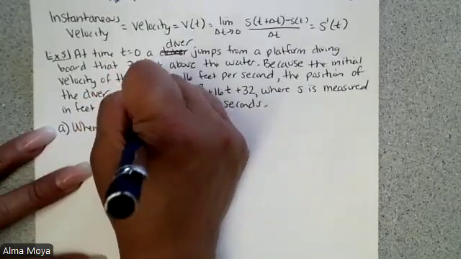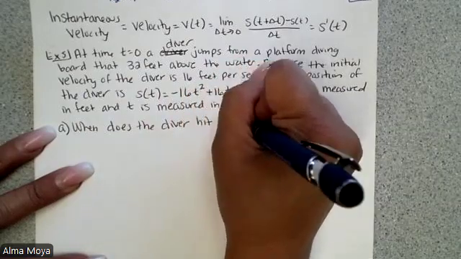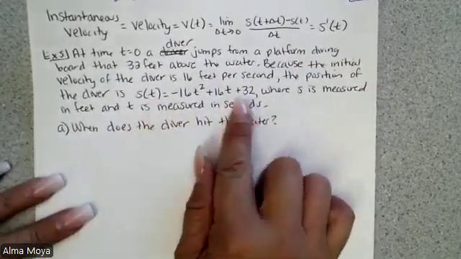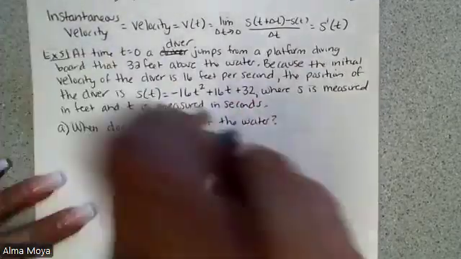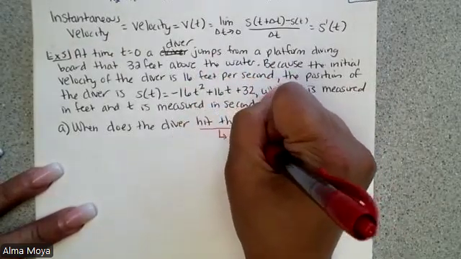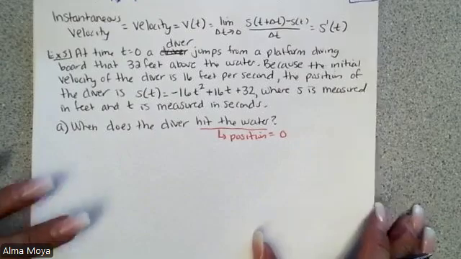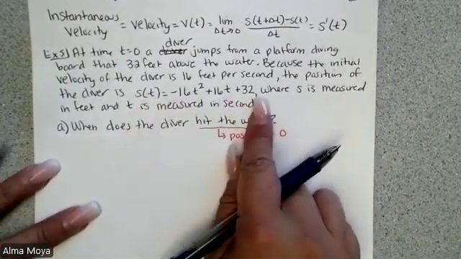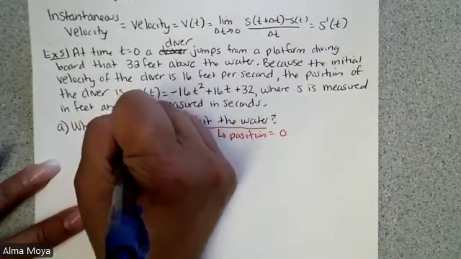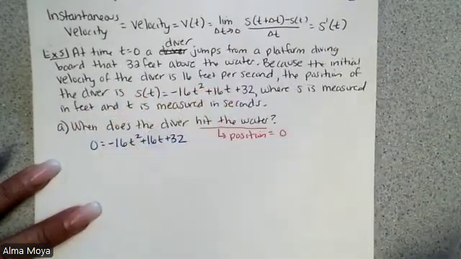When does the diver hit the water? Now, keep in mind, they give you the position. So when the diver hits the water, that means that the position has to equal 0. So go back to your position equation and just set it equal to 0. So I'm going to set 0 equal to negative 16t squared plus 16t plus 32.